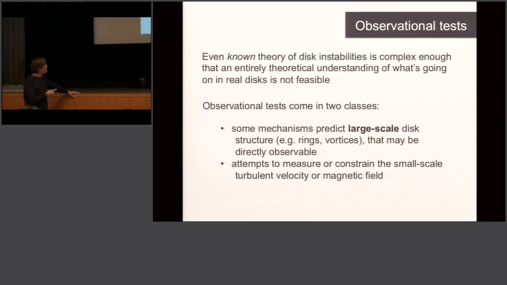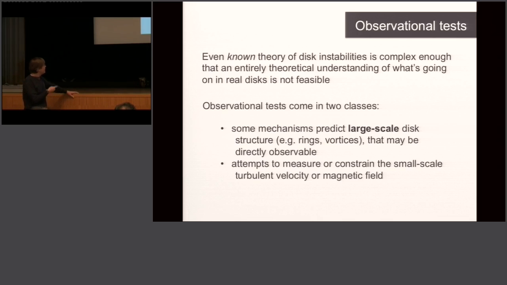So observational tests of the sorts of models we've been talking about this week come in two classes. The ones we were discussing yesterday were so-called large-scale disk structures that might be produced from some of the disk processes we've talked about: zonal flows, vortices, things that might produce the transition disks that we heard about yesterday. These may be directly observable in either the density field or in the velocity field that can be observed directly in disks.